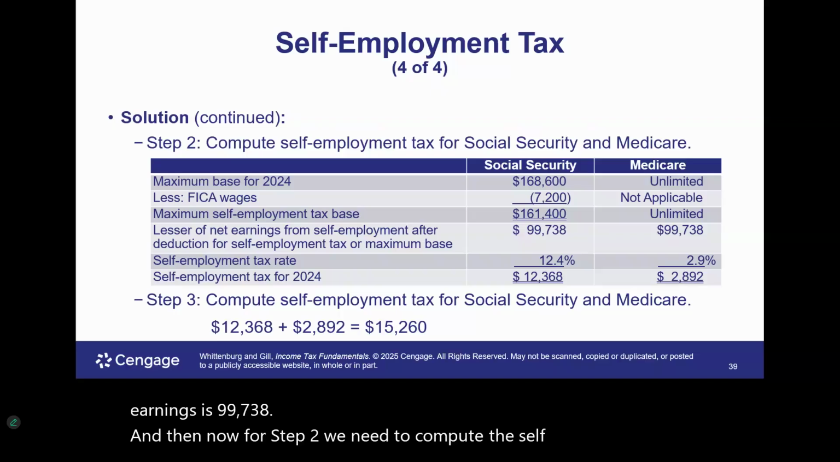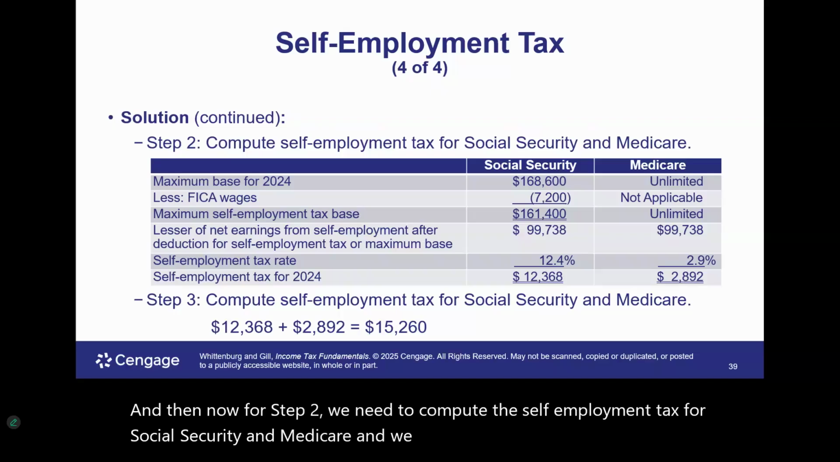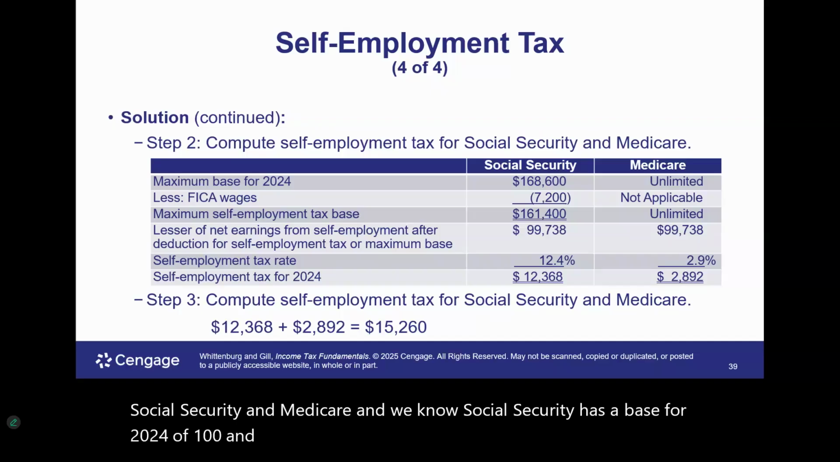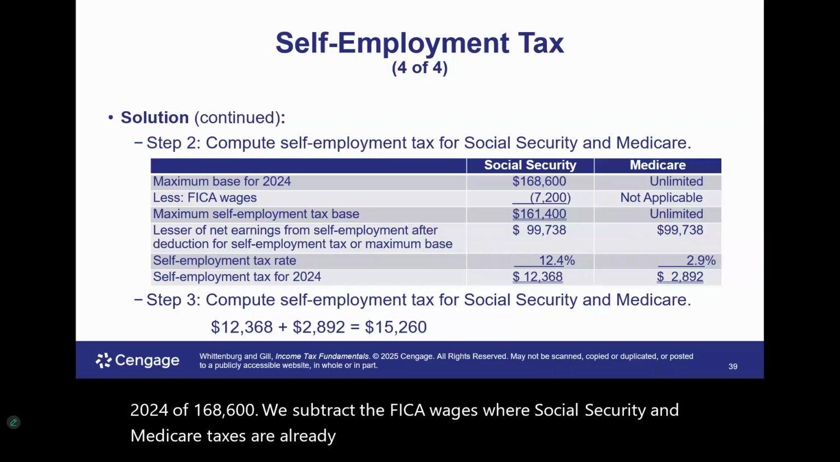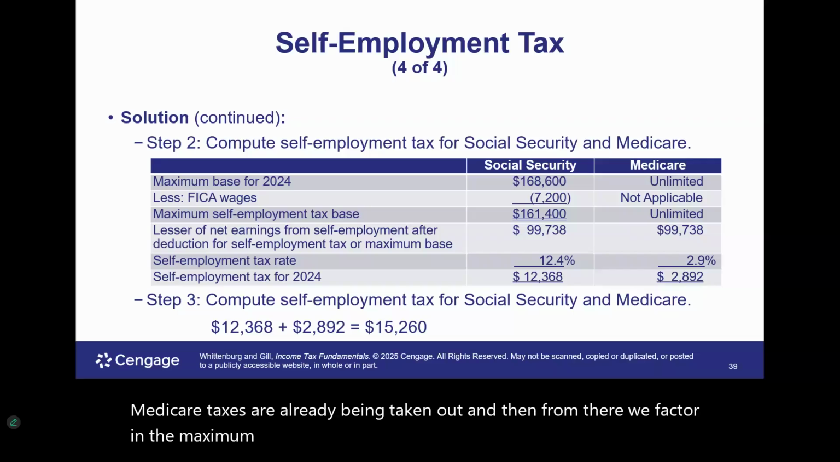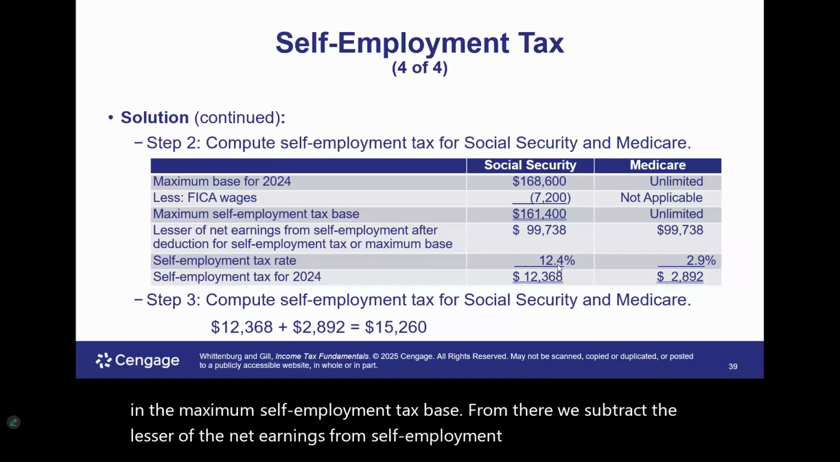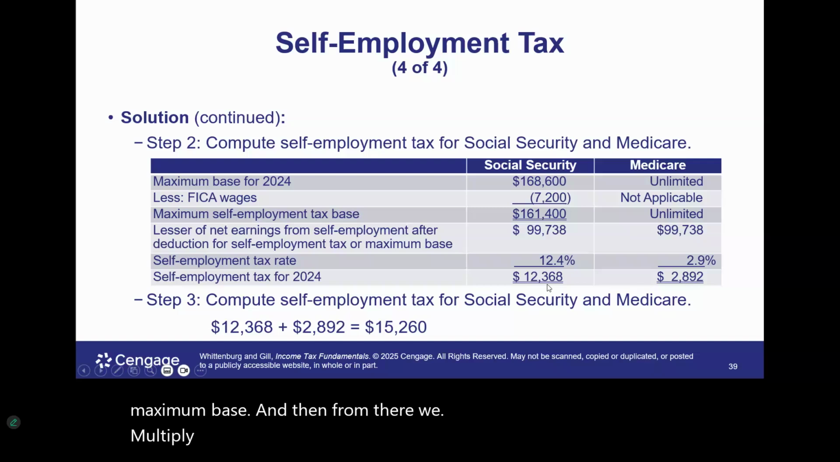And now for step 2, we need to compute the self-employment tax for Social Security and Medicare. And we know Social Security has a base for 2024 of $168,600. We subtract the FICA wages where Social Security and Medicare taxes are already being taken out. And then from there, we factor in the maximum self-employment tax base. From there, we subtract the lesser of the net earnings from self-employment after deduction or the maximum base. And then from there, we multiply it by the self-employment rate, and that gives us self-employment tax of $12,368.